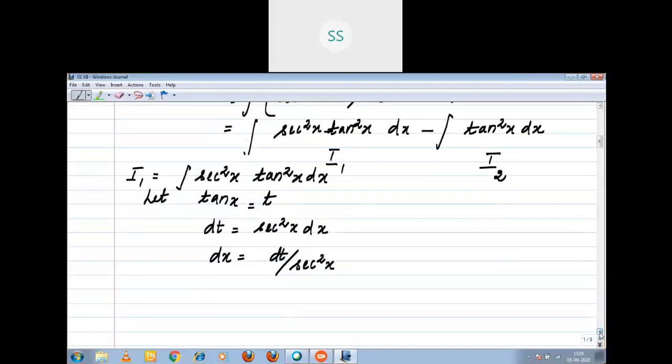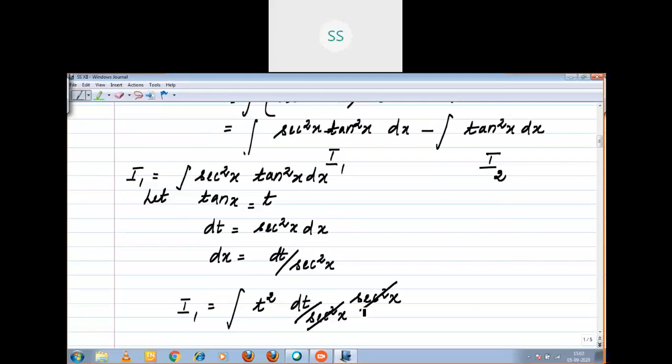Now, I1 equal to, see here, tan square can be replaced by t square. dx can be replaced by dt by secant square x. And one more secant square is there already in the integral, so that also you have to write again. Secant square cancels. Then what is your I1? I1 equal to integral t square dt.